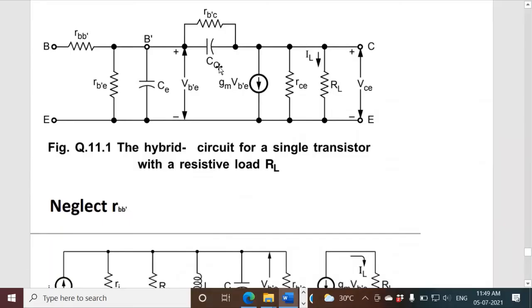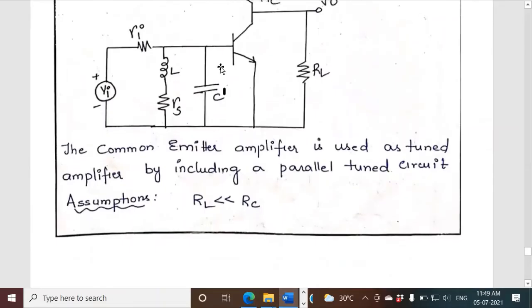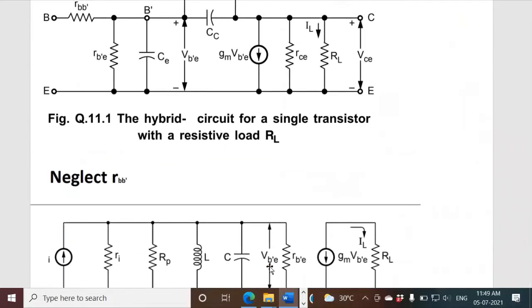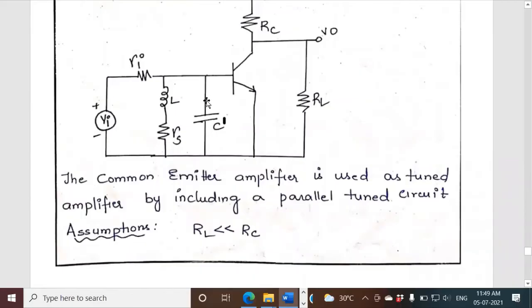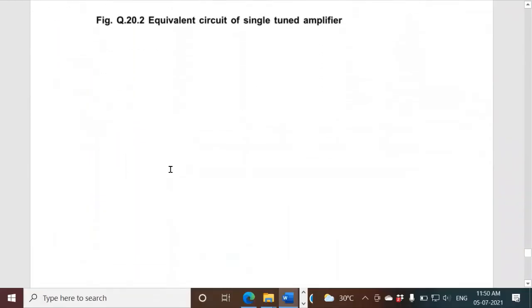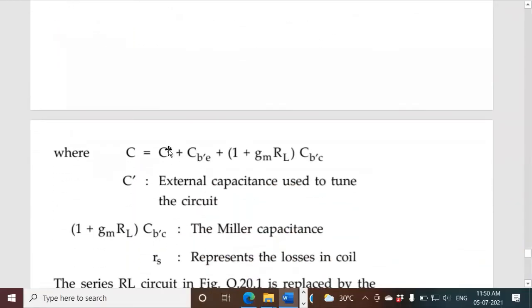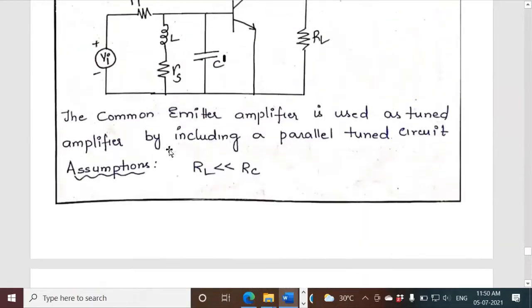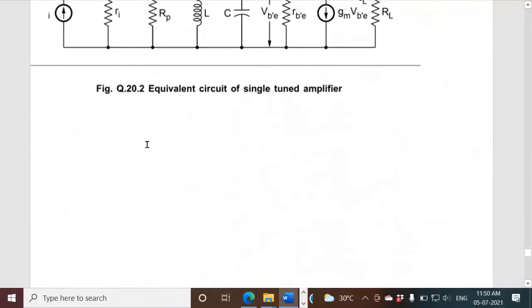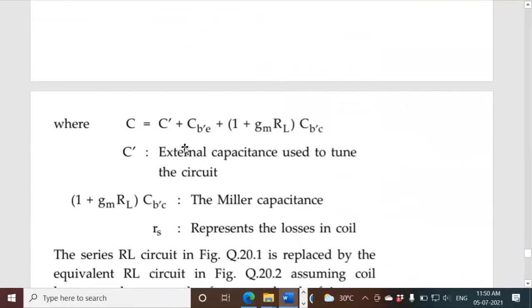Actually the capacitance we have is C', it is not C, but we are taking here C, where C is nothing but the equivalent of this capacitance and the transistor's two capacitances. What are the names of the capacitors? C', then this is CE, also called CB'E. So C is C' plus CB'E.